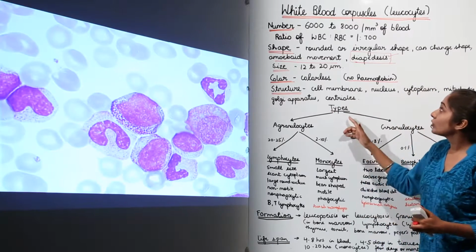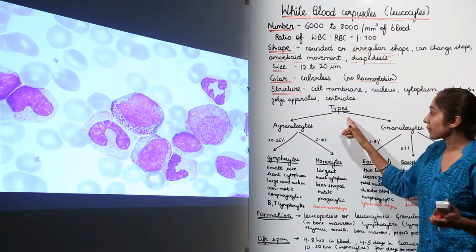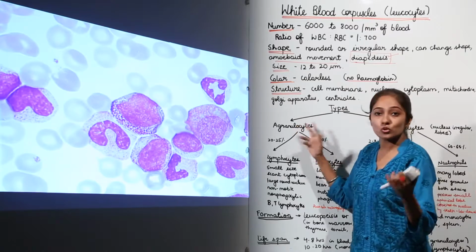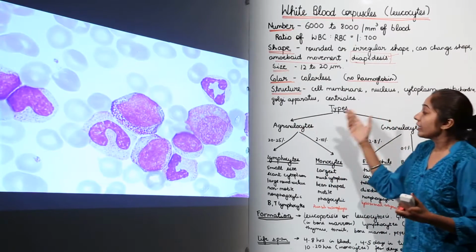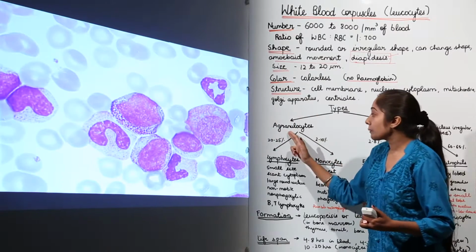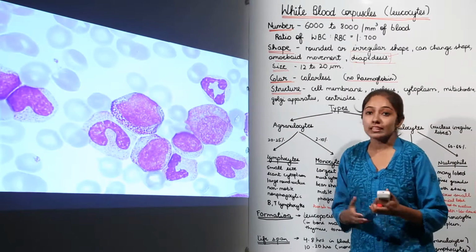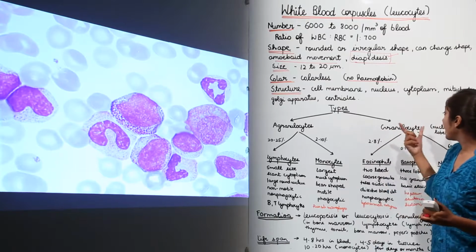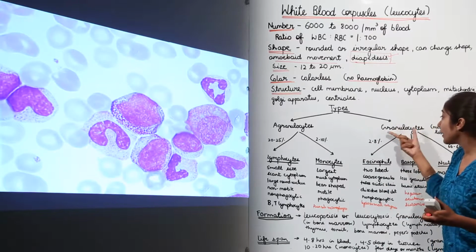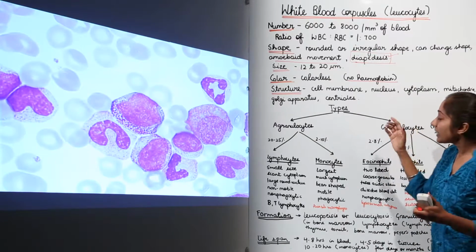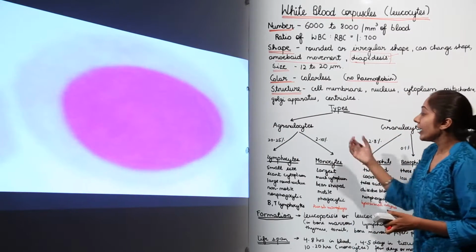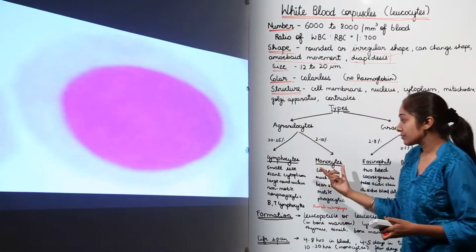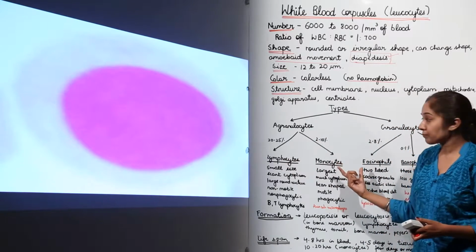Now let's talk about the types of white blood corpuscles. They are basically differentiated into two types: agranulocytes and granulocytes. Agranulocytes do not contain granules in the cytoplasm, whereas granulocytes contain granules in the cytoplasm. So let's first discuss the agranulocytes. Agranulocytes are of two types, lymphocytes and monocytes.